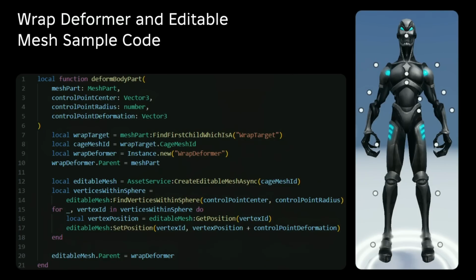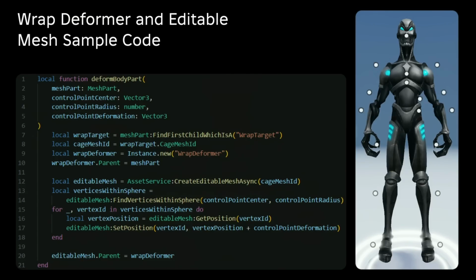Let's talk about the wrap deformer and editable mesh first. So what is a wrap deformer? Wrap deformer is a new instance that we are providing. This essentially simplifies editing of the underlying mesh associated with a body part. The way it works is that as developers, you would edit the cage that is associated with a certain body part. Based on the cage deformation, the underlying mesh would automatically adjust. So you won't need to worry about if the mesh and the cage are in sync.